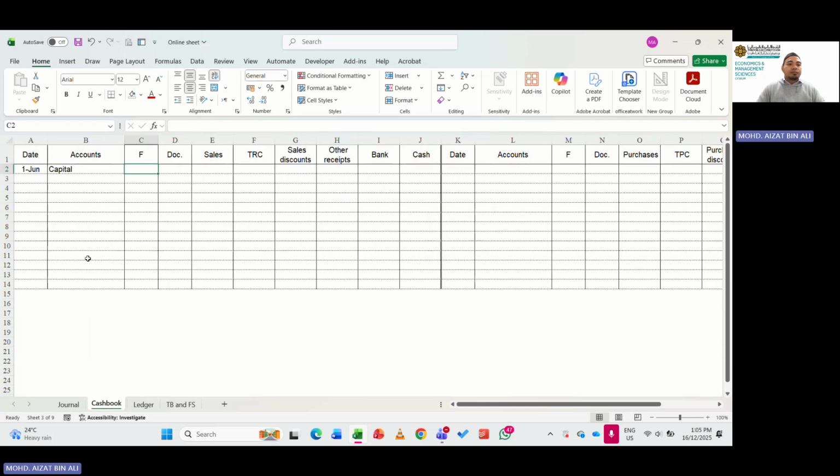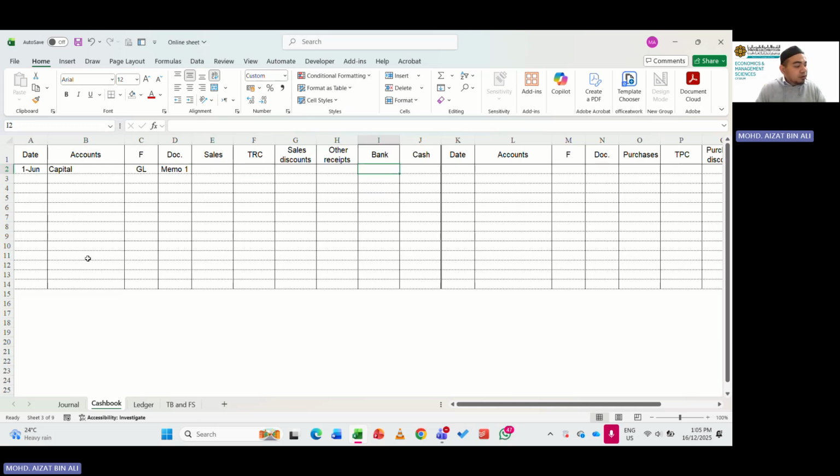Here the folio, where do we get this? Where can we find the capital account later? It will be in the general ledger. And then for the document number, we have memo number one. And then the amount is 50,000 ringgit.